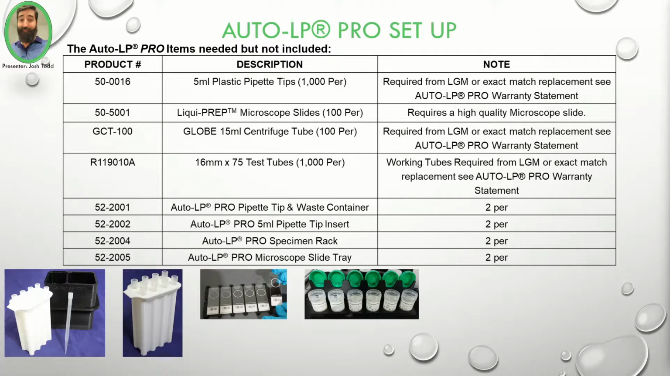Approval can be obtained in writing for the use of alternative pipette tips, centrifuge tubes, and test tubes, if within specifications as addressed in the warranty statement. Approval is required as we must confirm the specifications are identical to ensure proper functionality of the AutoLP Pro. Out-of-specification consumables can interfere with the instrument's functions and will void your warranty.